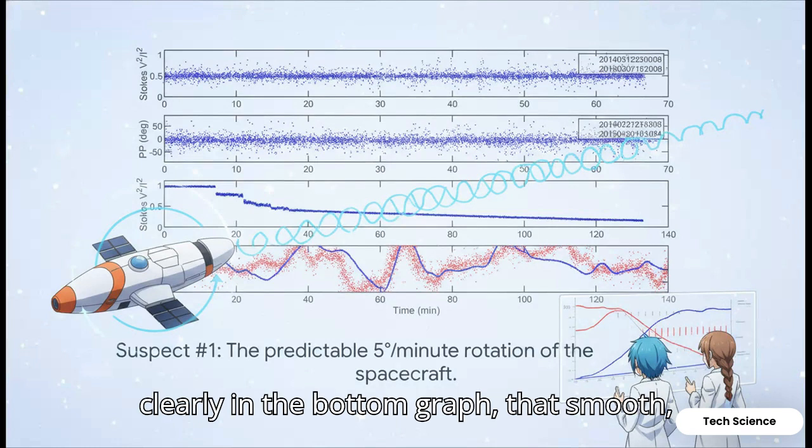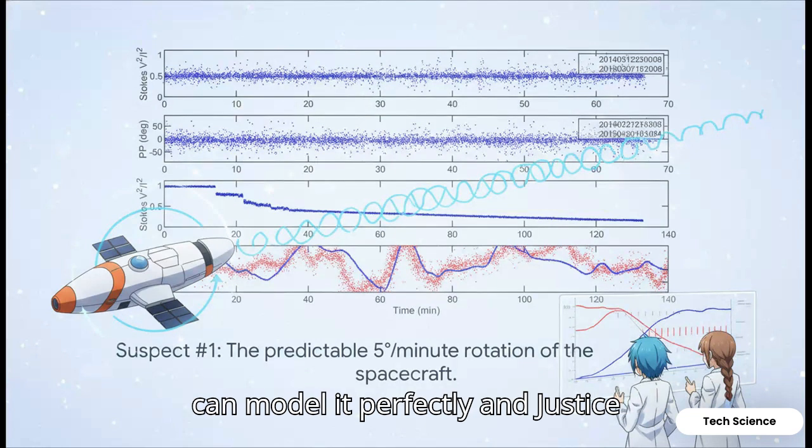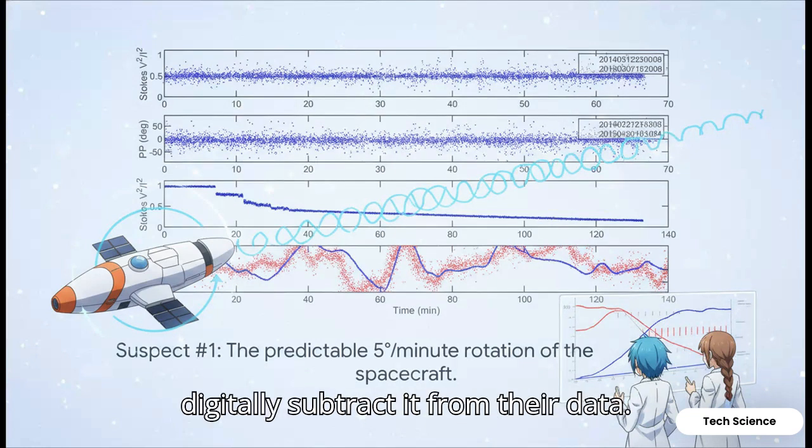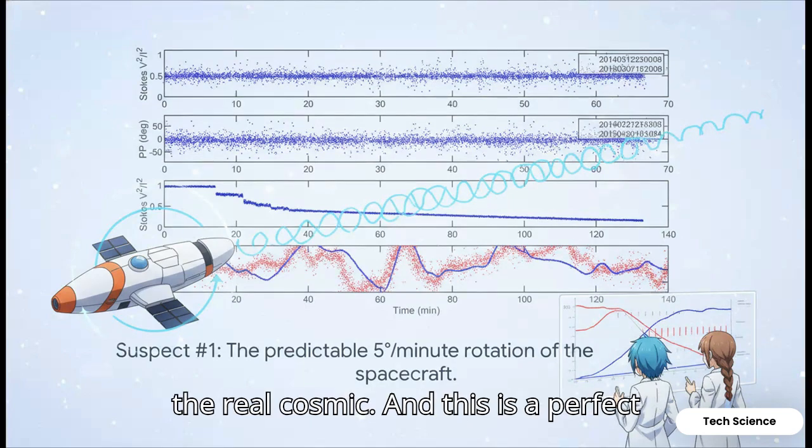That smooth, wavy red line shows the predictable pattern of the spin. But because it's so regular, it's not a problem. Scientists can model it perfectly and just digitally subtract it from their data. Easy peasy. And that helps them isolate the real cosmic signal.